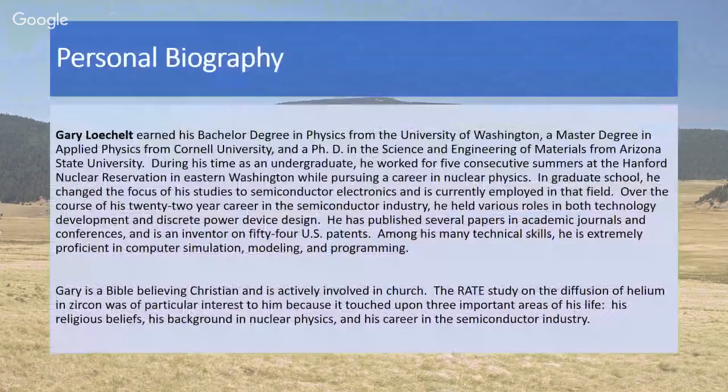And let me just say a little bit about myself, my background. My bachelor's degree is in physics from the University of Washington. I have a master's degree in applied physics from Cornell University. And my PhD is in the Science and Engineering of Materials from Arizona State University. And while I was an undergraduate, I worked for 5 consecutive summers at the Hanford Reservation in Eastern Washington. That is famous for being one of the original Manhattan Project sites.